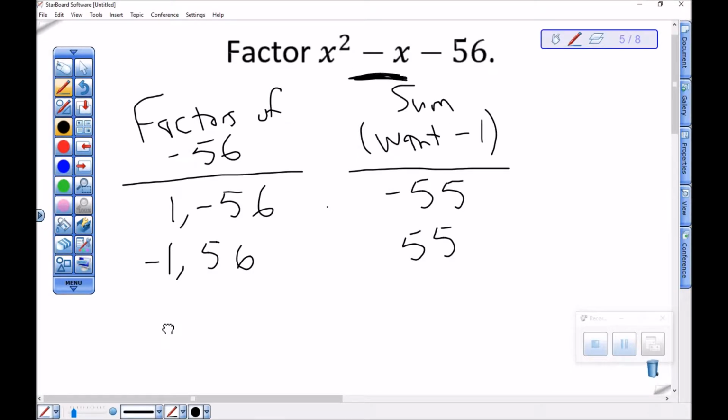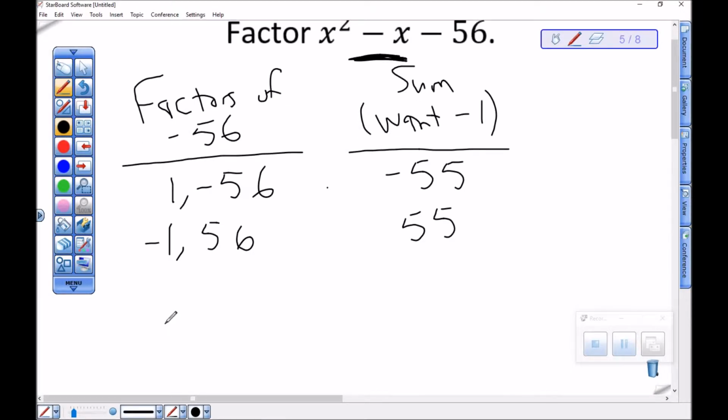Okay, so it wasn't 1, and actually we know my negative number has to be the bigger one if I'm going to end up with negative 1. So we can only check factors where the larger number is negative. Okay, so let's go to 2. 56 is even, so it must be divisible by 2. Negative 56 is 2 times negative 28. If I add those together, I get negative 26, so that's not correct.